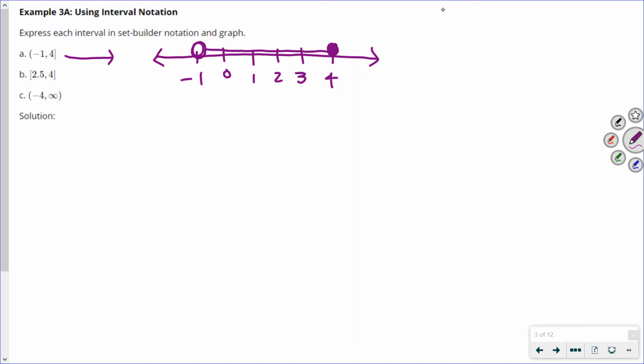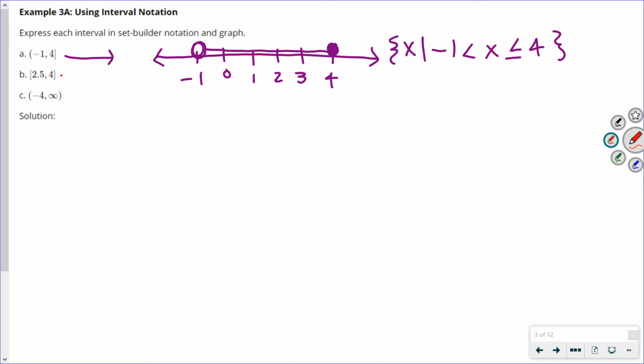So when I list these numbers in set builder notation, I'm going to write x such that, and then I was going to write it in words, but we can actually use inequalities. So I can see that it starts at -1 and it ends at 4. X is in the middle between these two numbers. -1 is an open circle, so we're going to put strictly less. 4 is a closed circle, so we put less than or equal to, and there's the set builder notation.